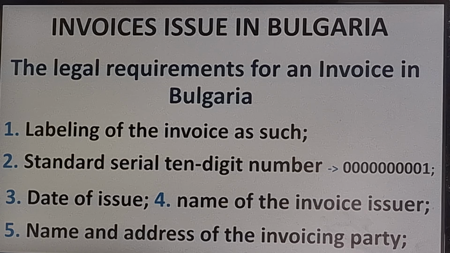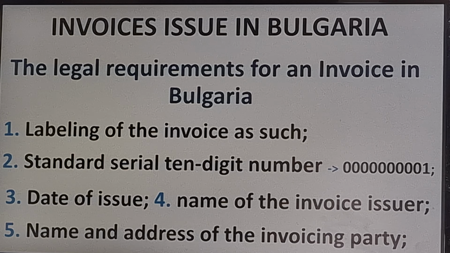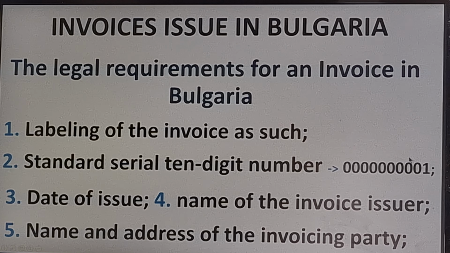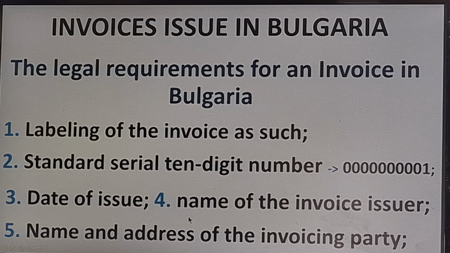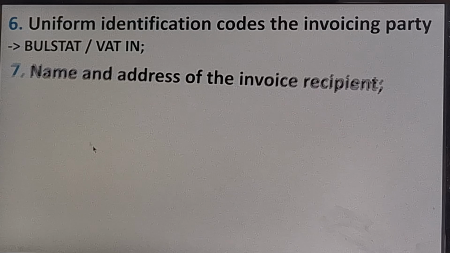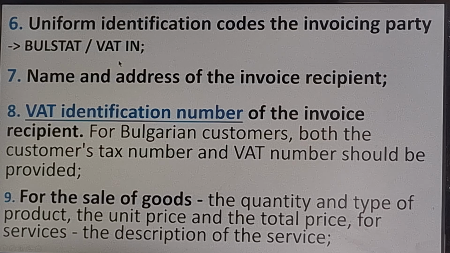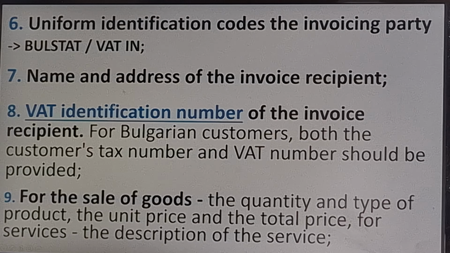First, labeling of the invoice as such, with a serial 10-digit number, and every next one must be sequenced in numbering and chronological. The date of issue must be there, the name of the invoice issuer, the name and address of the invoicing party, the uniform identification number of the invoicing party, both the registration number, BULSTAT we say, and the VAT identification number, the name and address of the invoice recipient, again the registration number and VAT.